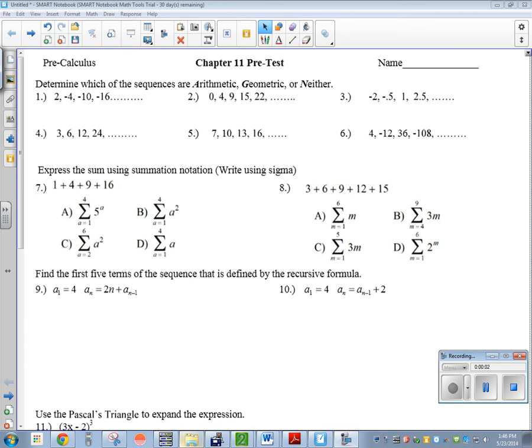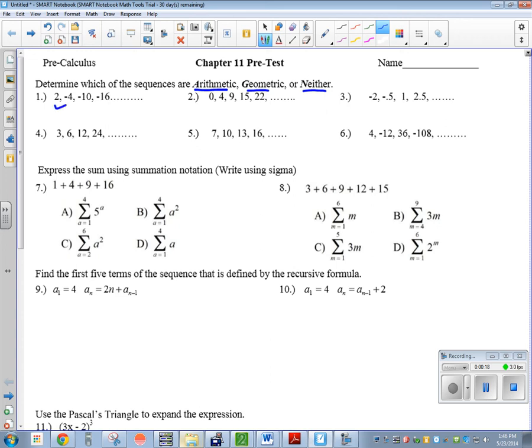Okay, this is the review for the Chapter 11 test. I'm running through the whole thing. Watch what you need, see what you know. So, for 1 through 6, it says determine whether each of the sequences are arithmetic, geometric, or neither. I hope we know that at this point. We'll just run through it.